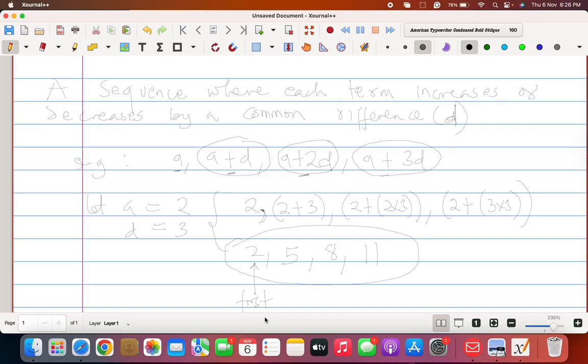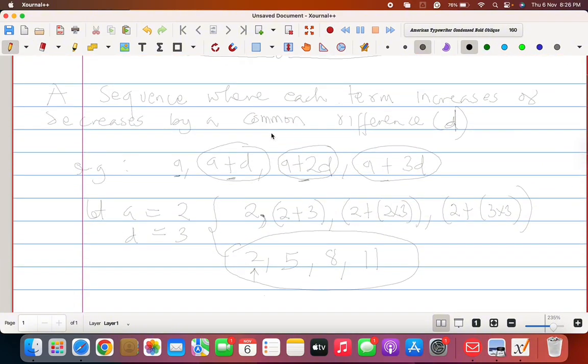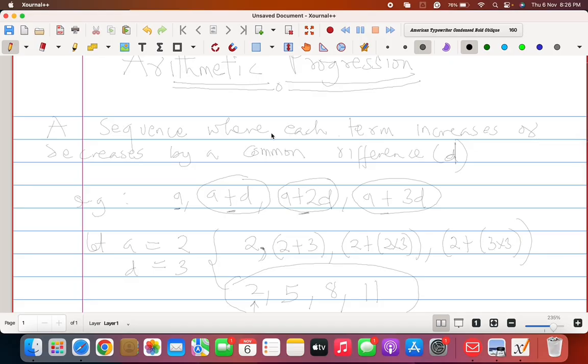The common difference is always the second term minus the first term. But we're going to get to that. So first, I was just trying to explain the AP in this case. So this is arithmetic progression. There is a progression in an arithmetic way, like, you know, serial.